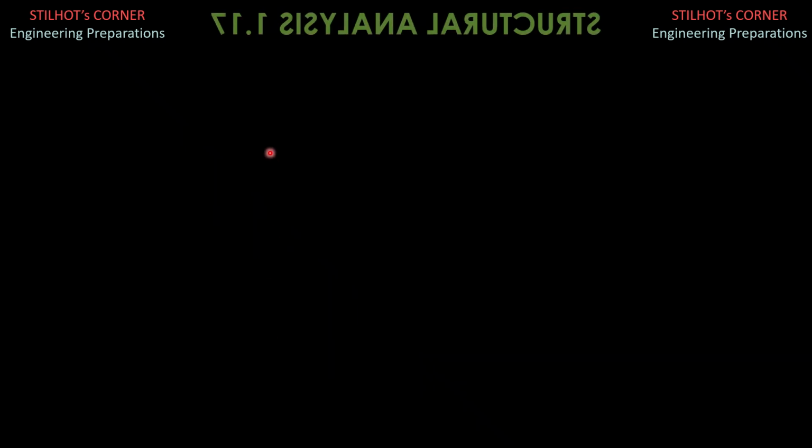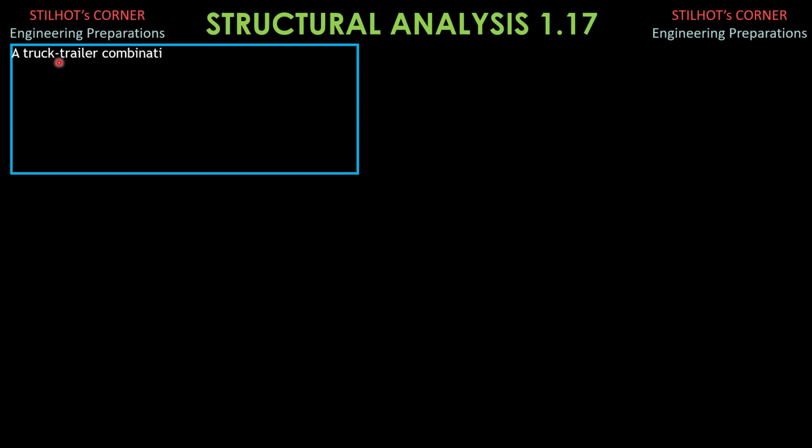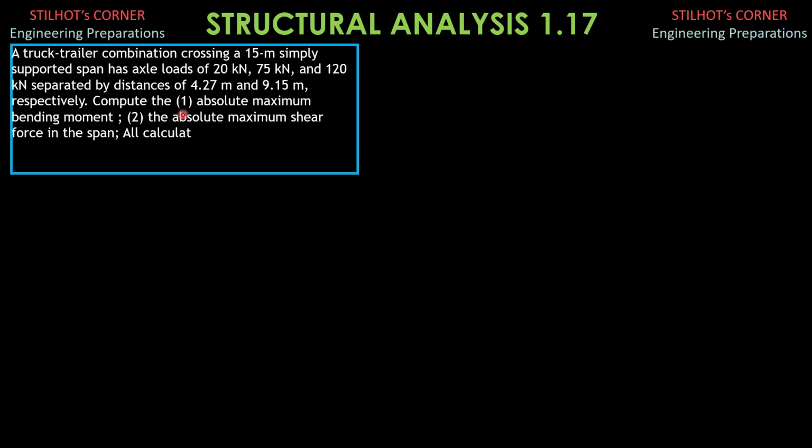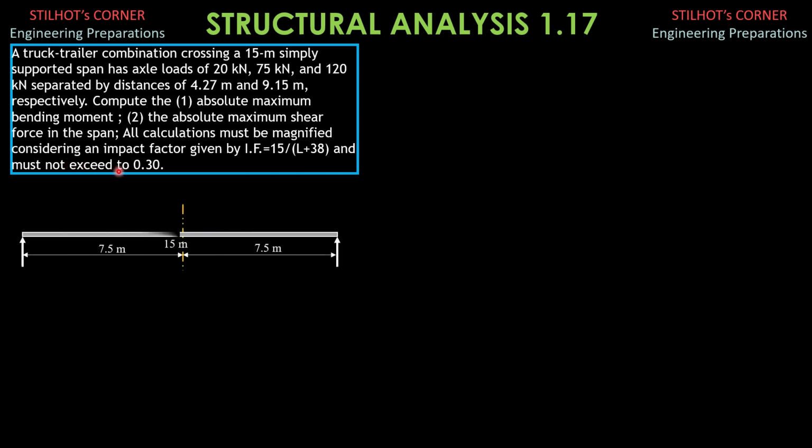So let's have this problem on moving loads. A truck-trailer combination crossing a 15-meter simply supported span has axle loads of 20 kilonewtons, 75 kilonewtons, and 120 kilonewtons, separated by distances of 4.27 meters and 9.15 meters respectively. Compute, number one, the absolute maximum bending moment, and second, the absolute maximum shear force in the span. All calculations must be magnified considering an impact factor given by 15 over L plus 38, and must not exceed 0.3.